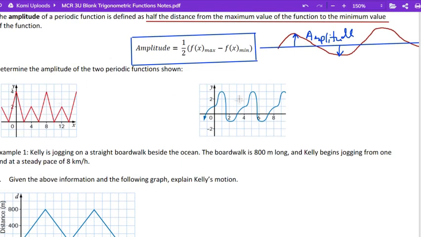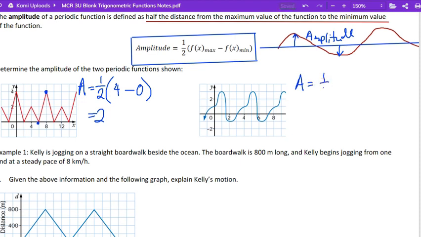Let's determine the amplitude of these two periodic functions. Okay, well, let's use A for amplitude. It's going to be 1/2 times f max. So what is the max? Well, you find the highest point. So it's giving me 4. Minus f min. What is the lowest point? Lowest point is 0, right? We're looking at the y values. 1/2 times 4 is 2. Could you have done that with your eyes? Yeah, for sure.